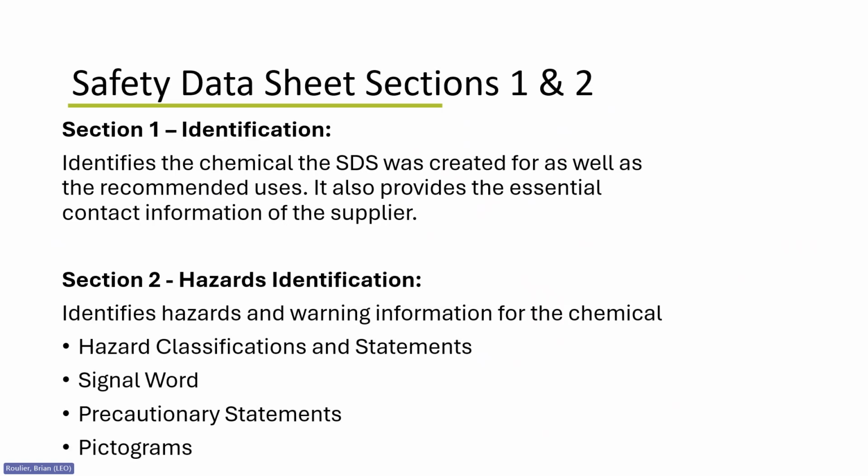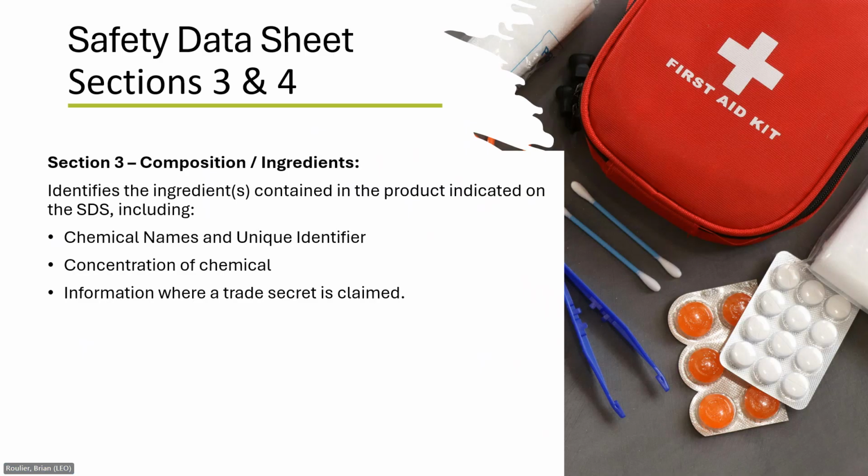Section 2 is the hazard identification section, which will provide information including hazards of the chemical, appropriate warning information associated with those hazards, pictograms, signal word, and precautionary statements. Section 3 provides information on the composition of the chemical. This section will provide the chemical name with the unique identifier and the concentration in the product. If an ingredient is a trade secret, the SDS will include the range that component is present.